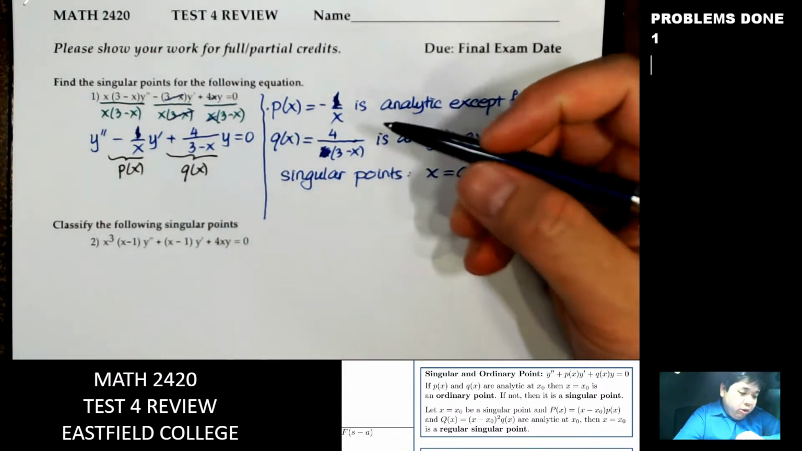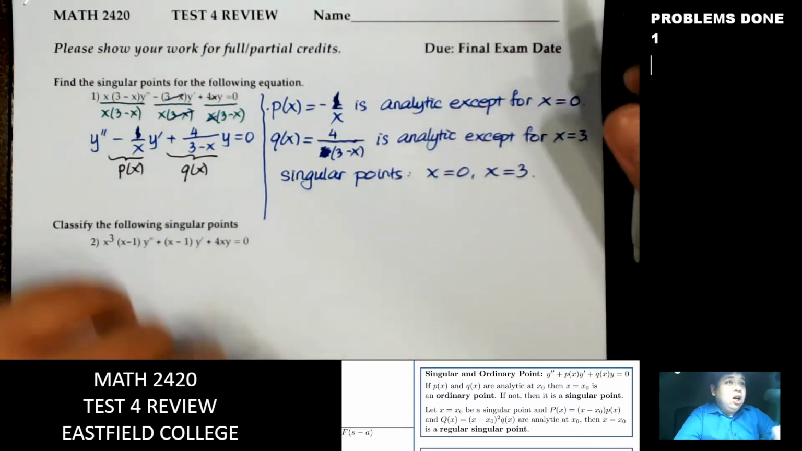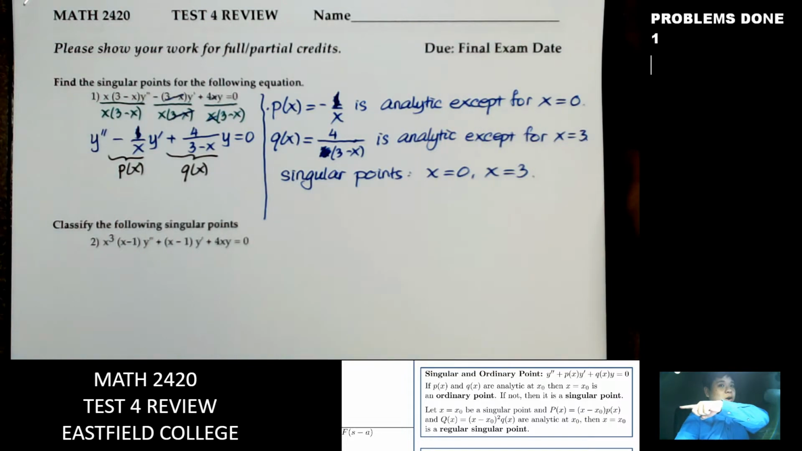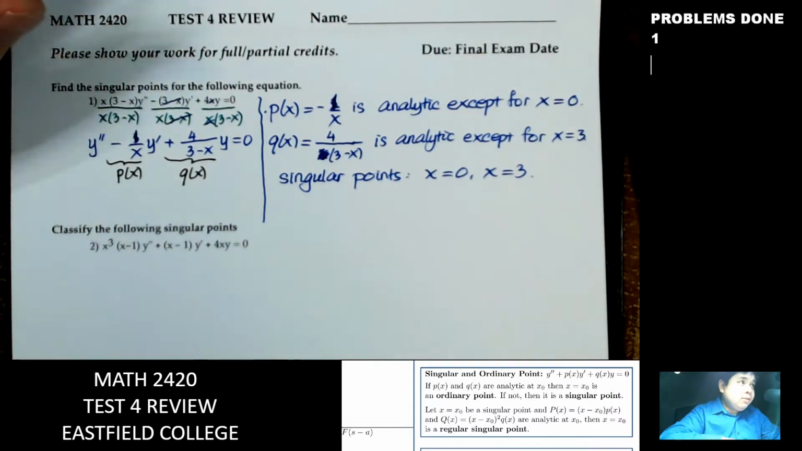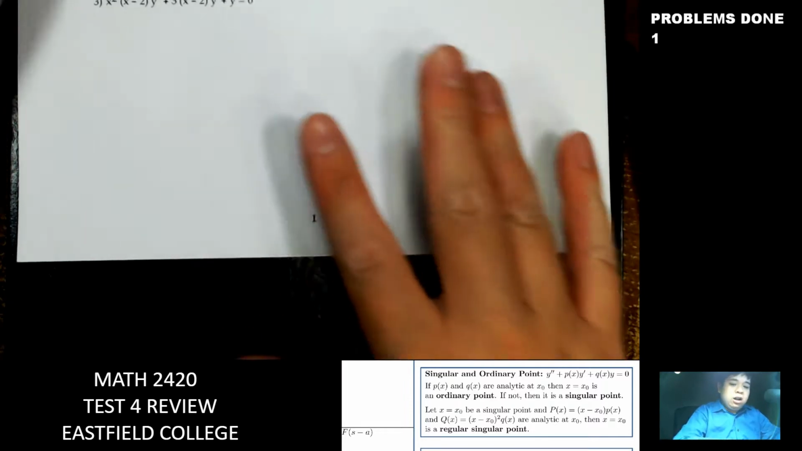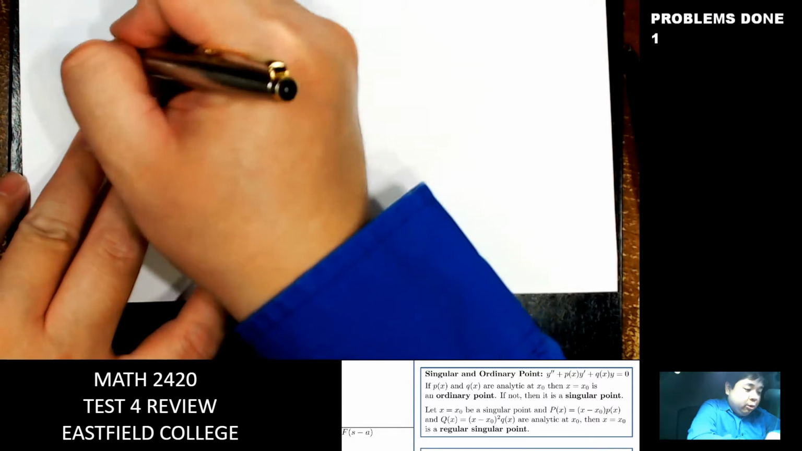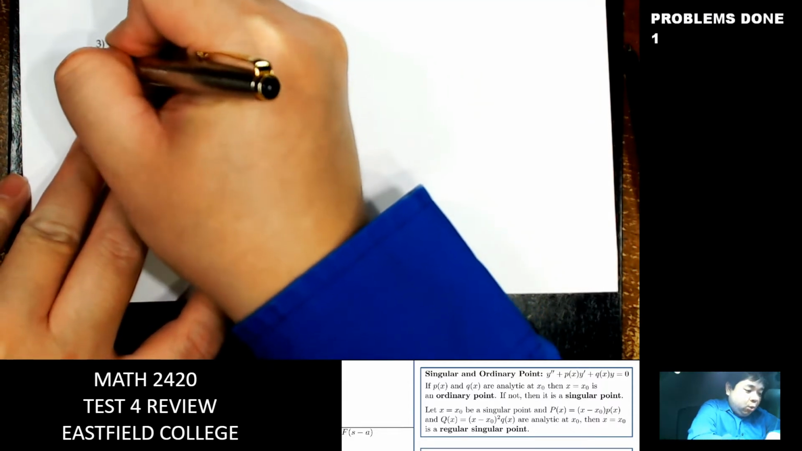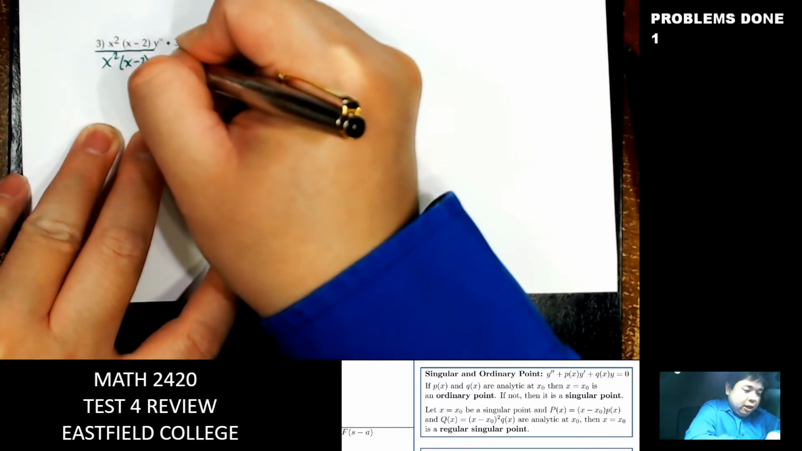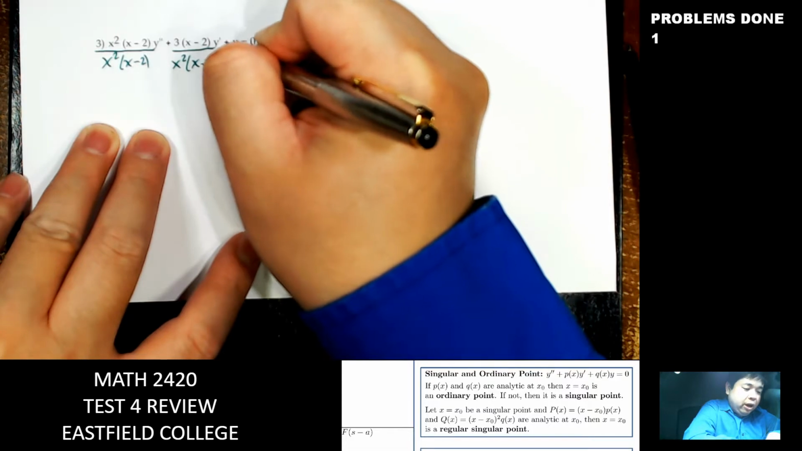Next, we'll classify the singular points. So these singular points will be either regular or irregular points. Once again, the definition is on that side. So let's go to 3. First, we'll find the singular points, similar to what we just did. Divide by x squared times x minus 2.